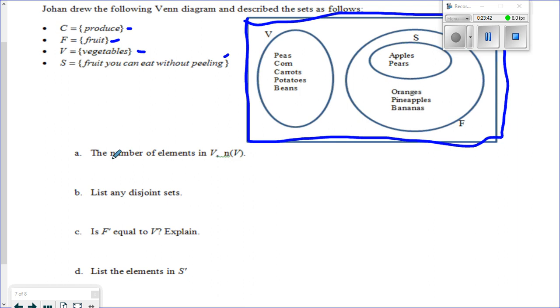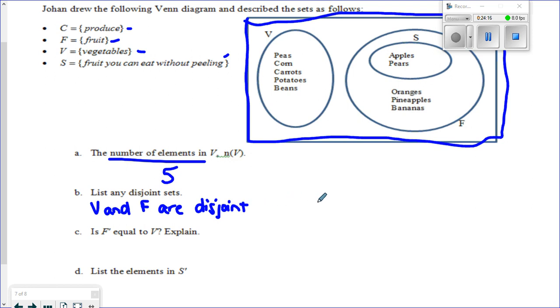When we're saying the number of elements, that's saying how many within V. Based on the information that they've given us, you might be able to name some different vegetables, that's fine, but based on the information that they give us, there are 5 elements in V. List any disjoint sets. Disjoint sets are things that don't have anything in common. So V and F are disjoint. Again, that means they have nothing in common.